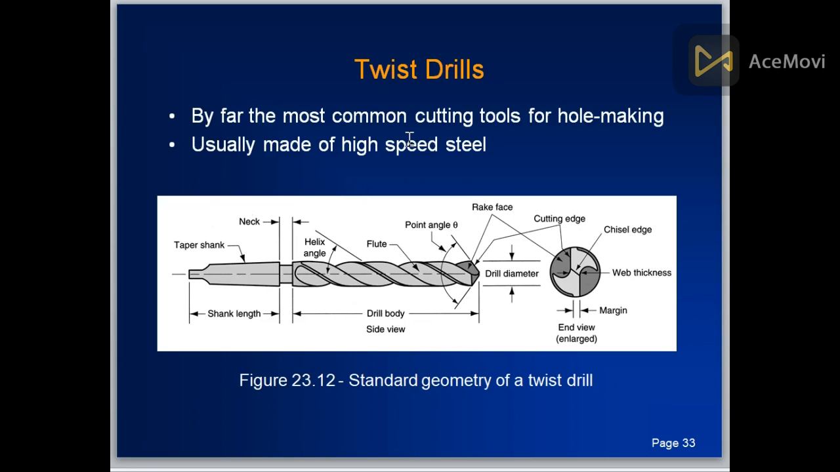Twist drills, by far the most common cutting tools, are used for hole making and are usually made of high-speed steel. This is the taper shank, this is the shank, this is the neck, helix angle, flute, point angle. These are important things. And this is the rake face, this is the cutting edge, this is the chisel edge, this is the web edge, this is the margin.